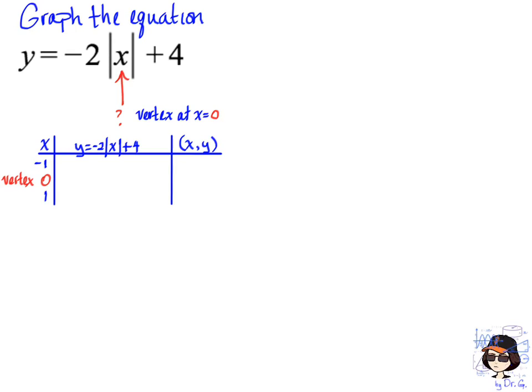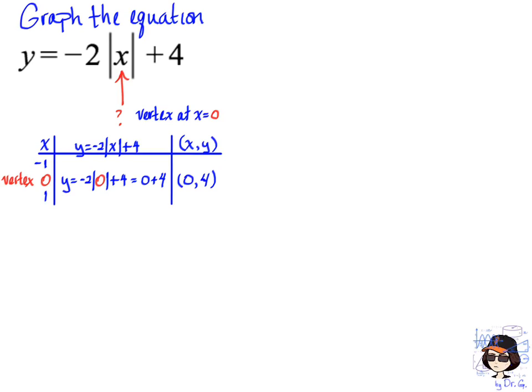So now let's find their y coordinates. So let's start with the vertex. So what we do is we take the x and we plug it into the equation. So y equals -2 times the absolute value of 0 plus 4. The absolute value of 0 is 0. So what we have is -2 times 0 plus 4. -2 times 0 is just 0. So our y coordinate is 0 plus 4, or just 4. So that means our ordered pair for that point is 0, 4.